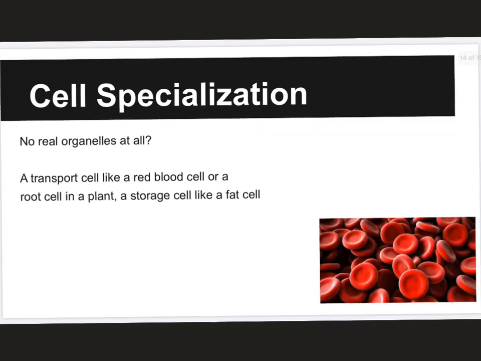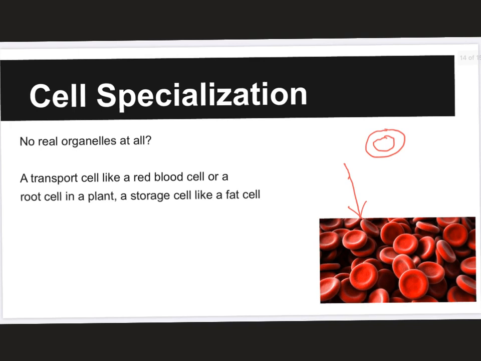Okay, this one might be kind of tricky. What kind of cell would be basically empty, with no real organelles at all? The easiest one I think of is probably the red blood cell. The red blood cell's job is just to carry oxygen and carbon dioxide through the blood and distribute it through the body. These cells are really just empty little donuts that have proteins in there that are able to latch on and carry oxygen.